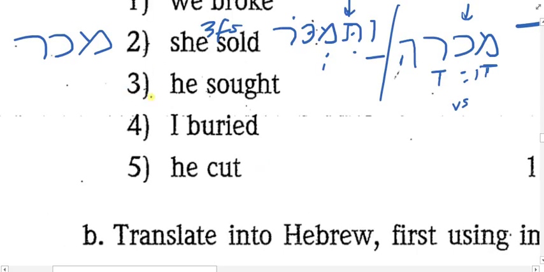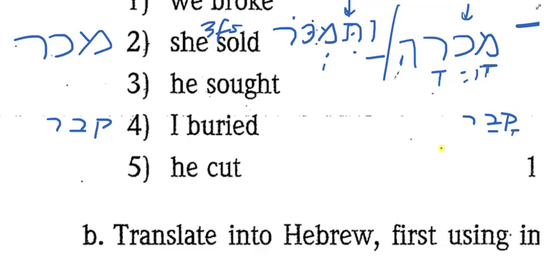Okay, so I'm asked to do number 4. I buried. And what are the root letters for the verb to bury? Qof, beit, resh, right? So kavar. Good. Now, I want to start with the Qal perfect 3ms. The vowel pointing is kavar. I like to start with the simple or the basic form, and then I add my suffixes and then make any modifications that need to be made.